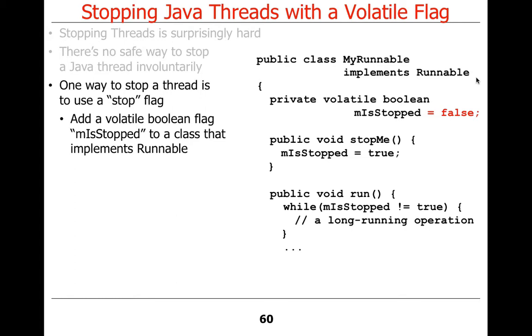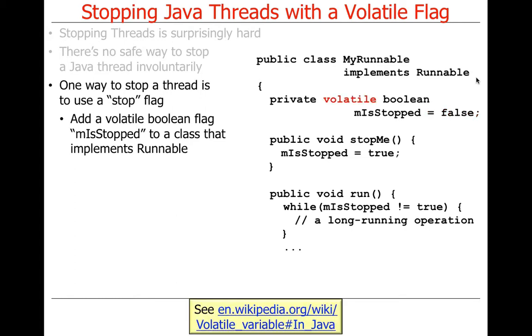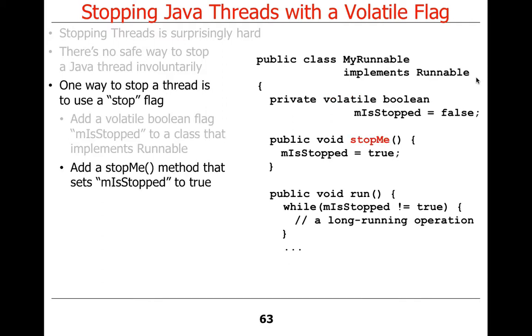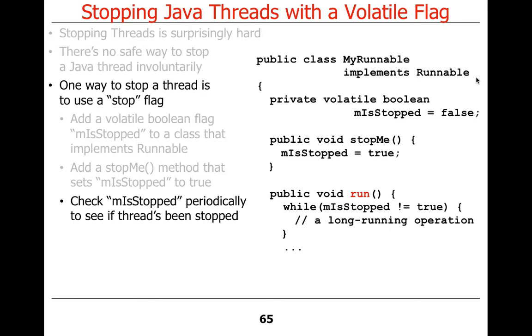And as we'll see later on, volatile is something that's used to make sure that you can do atomic reads and writes without having to worry about race conditions. We'll talk more about that later. So then we define a method here called stopMe, which sets m_is_stopped to true. And then we simply have to check in our run program whether we've been stopped. And if we have, we go ahead and bail out.